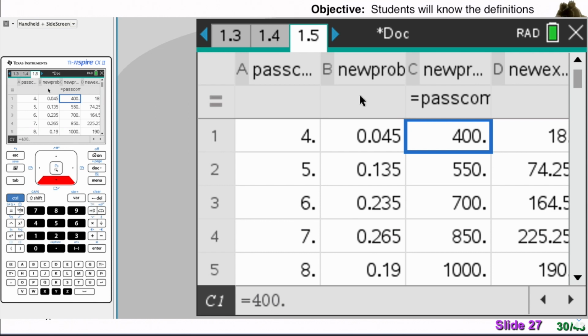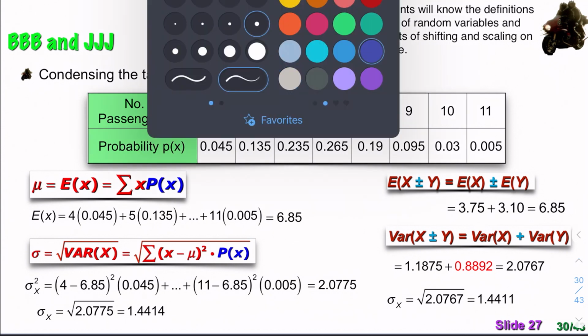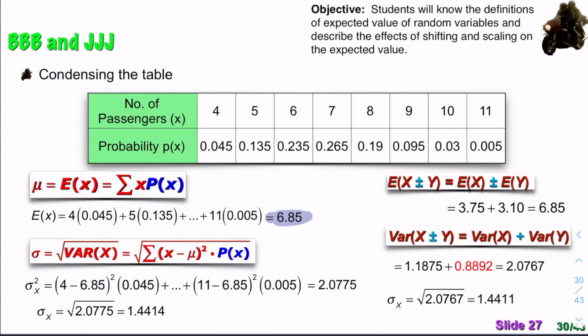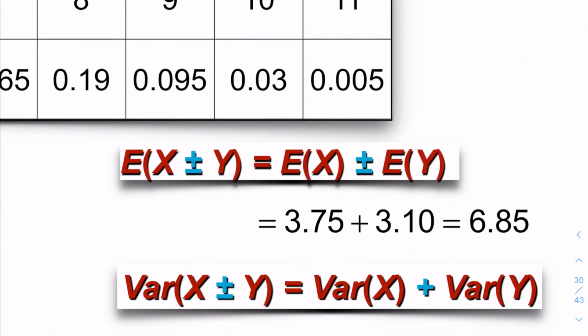So on the notes, we have the exact same operation. The expected value is 6.875. Interesting. And the variance in a similar fashion is 2.0775. Well, if you go back to the formula, when we have the expected value of the sum or difference of 2 random variables, we are just adding the expected values. So if we knew the expected value for the first one, which is 3.75, we found that. And I gave you the expected value for Broncos, which is 3.10. If you just add those up, we get the exact same calculation.